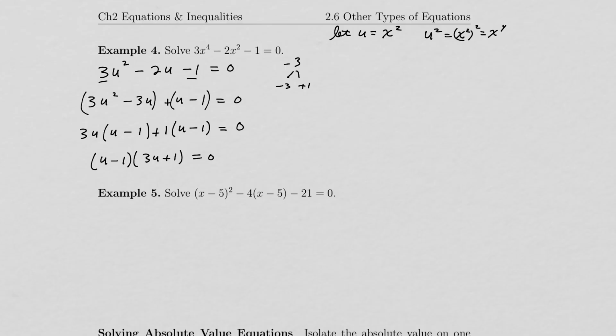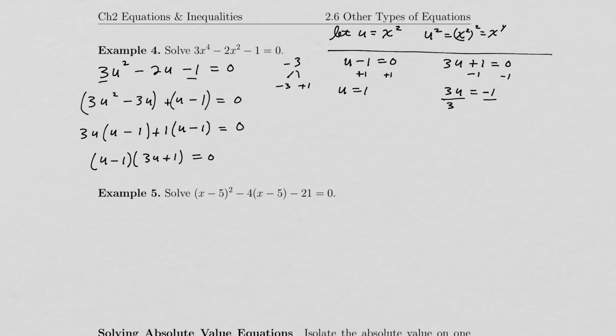Okay, so one possibility, let me continue my work up here, is that u minus 1 is equal to 0. And the other possibility is 3u plus 1 is equal to 0. This one is going to give the solution, if I add 1 to both sides, u is equal to 1. And this one, so I have 3u equals minus 1. I need to divide by 3. So u is equal to -1/3.